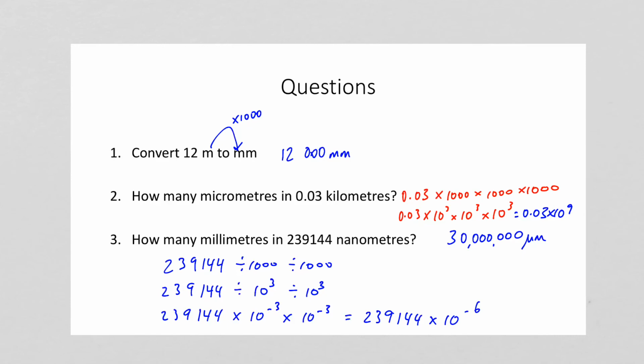The answer is then going to be, move the decimal place 6 places. So 1, 2, 3, 4, 5, 6. We have 2.39144 millimeters. Nope, I miscounted. My bad. We're going 1, 2, 3, 4, 5, 6. So actually it's going to be 0.239. Silly mistake there, not counting properly.